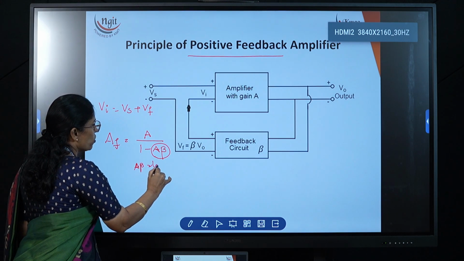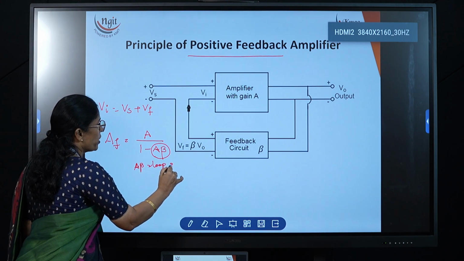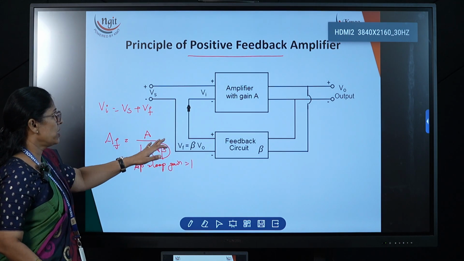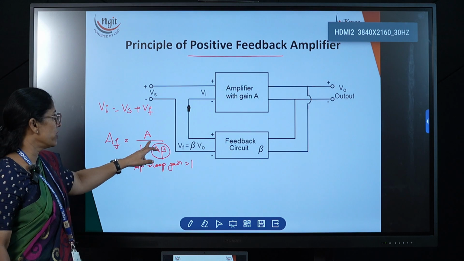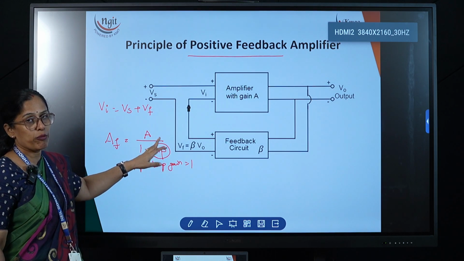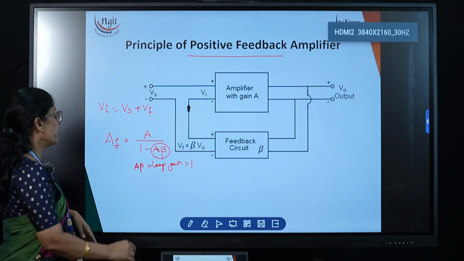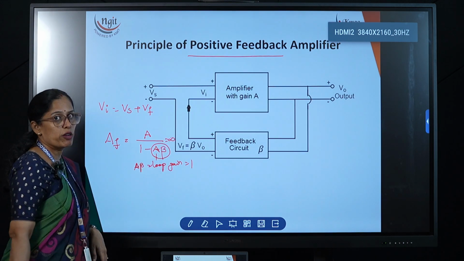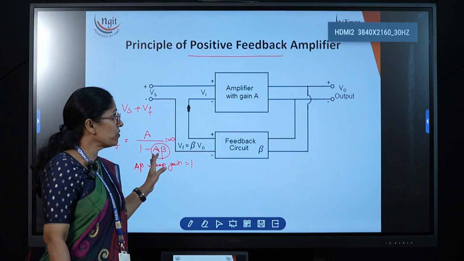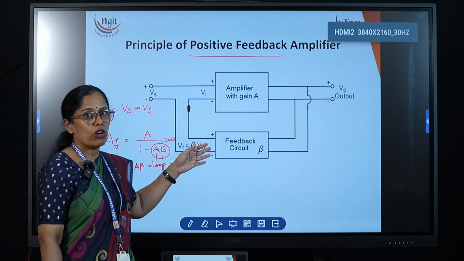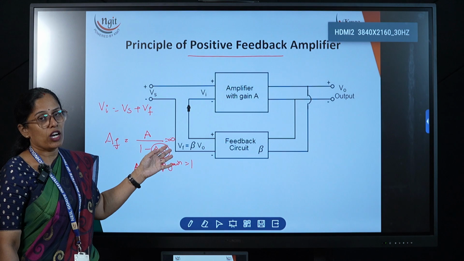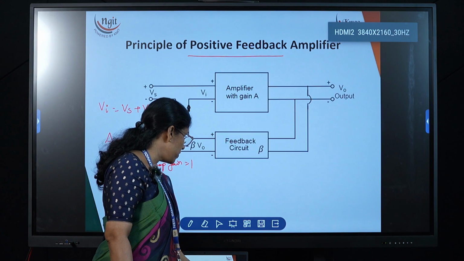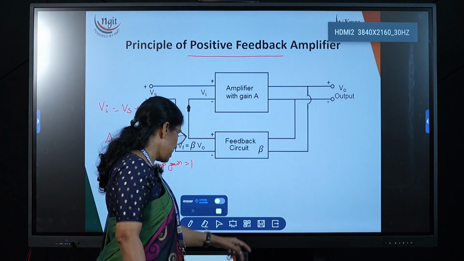If this loop gain is equal to 1, then this amplifier will give the infinite gain. So if this is equal to 1, then gain is equal to nothing but what? Infinite. So A divided by 0 is infinite. Because of this infinite gain, this oscillator produces the oscillations. Now how does an oscillator work, what is the block diagram of that? Now let me explain the next slide.